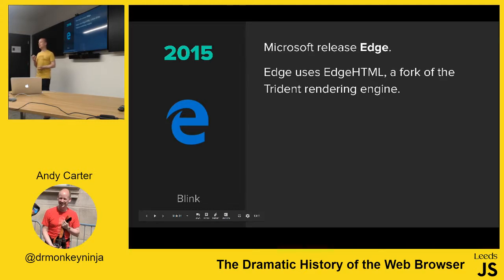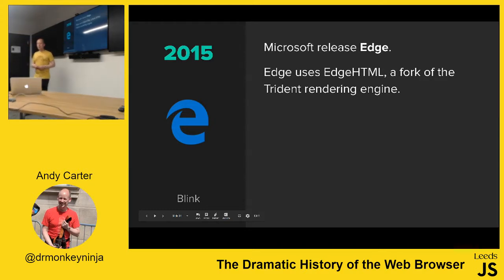Now, EdgeHTML is actually a fork of the Trident rendering engine, but it's an opportunity for them to remove a lot of the deprecated code and really modernize it and get the web standards up to be on par with their rivals. And in fairness, they don't do a bad job of it. However, it turns out it's really hard for them to maintain that and keep in the game.